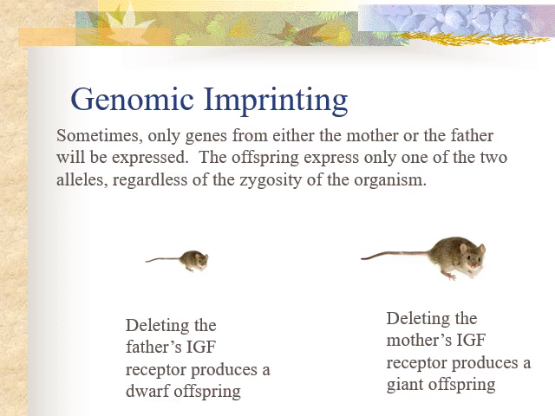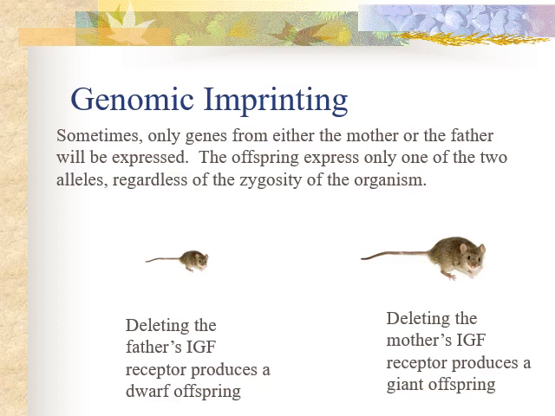With genomic imprinting, instead of turning off an entire chromosome, sometimes one or the other of the genes, one or the other of the homologous pairs, is turned off. You might only express the gene from your mom or the gene from your dad, depending on what it is. So the offspring are expressing only one of the two alleles, regardless of whether they are homozygous or heterozygous.